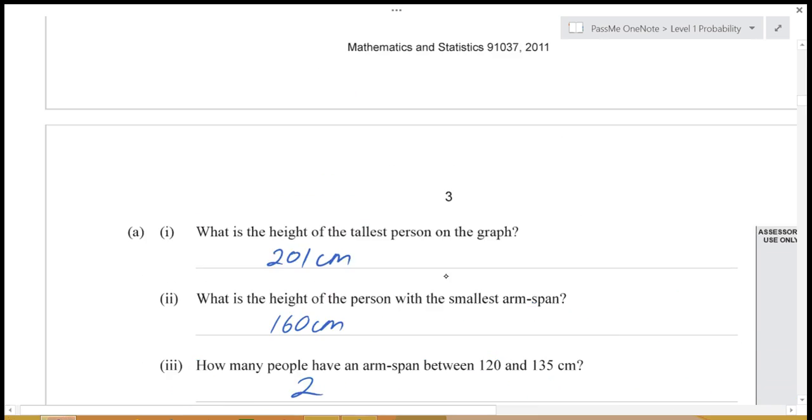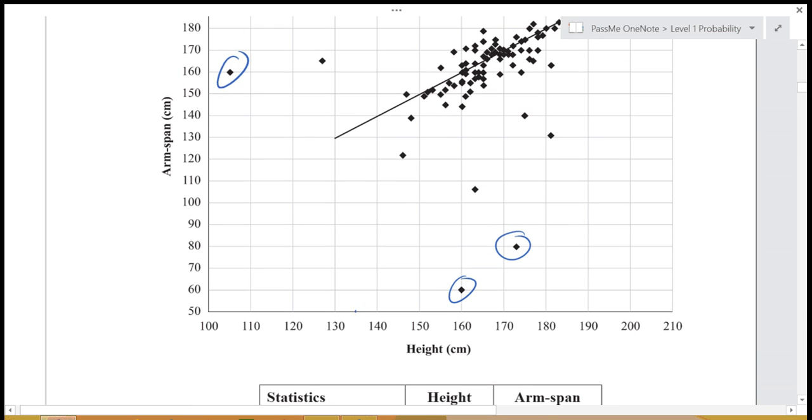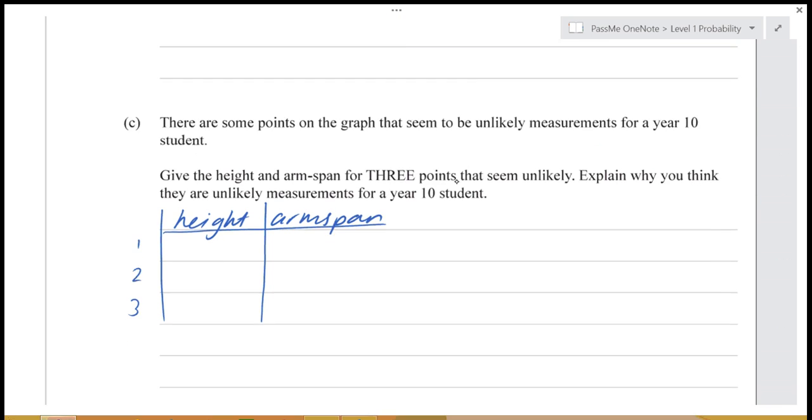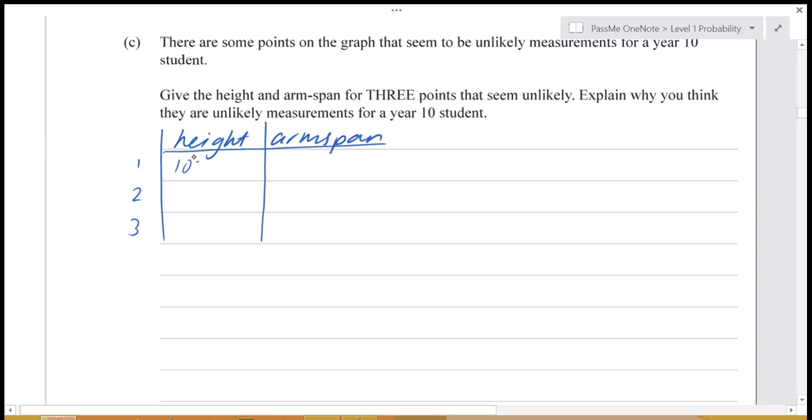So our first one here, our height appears to be about 105, while our arm span is 160. So I'll put that one in. So 105 centimeters and 160 centimeters arm span.